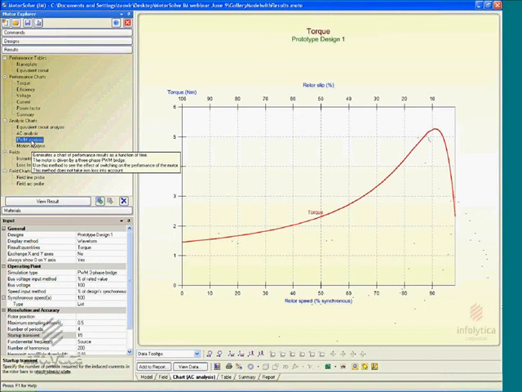The third type of analysis is pulse width modulation analysis. As a design engineer, you may be interested in studying the effect of switching and so forth.